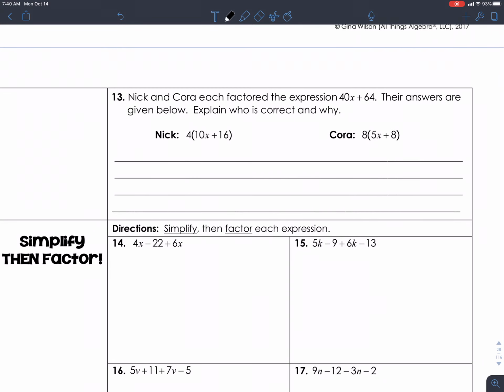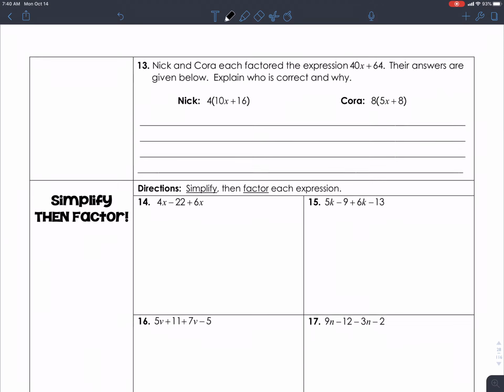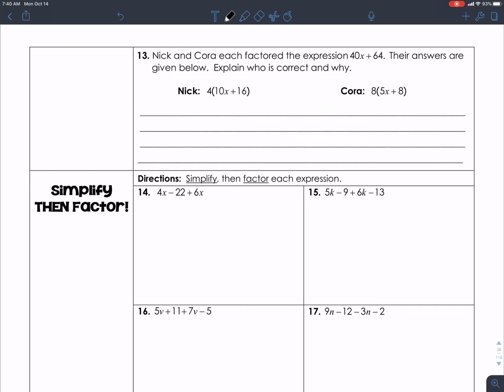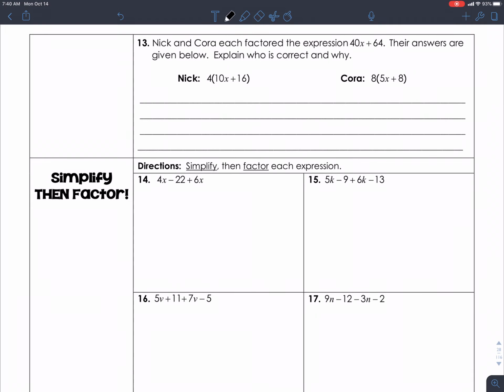So let's look at number 13. Actually, I want you to do 13. Check them out and see if you can explain why one is correct over the other one. Okay, I want you to do that one on your own. And that one you're going to probably have to show me before you can do Prodigy today. Do 13 and explain why one person might be right and the other person is incorrect.